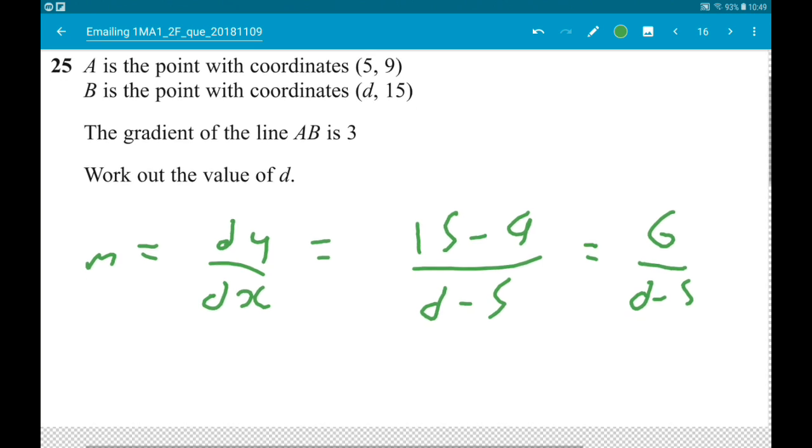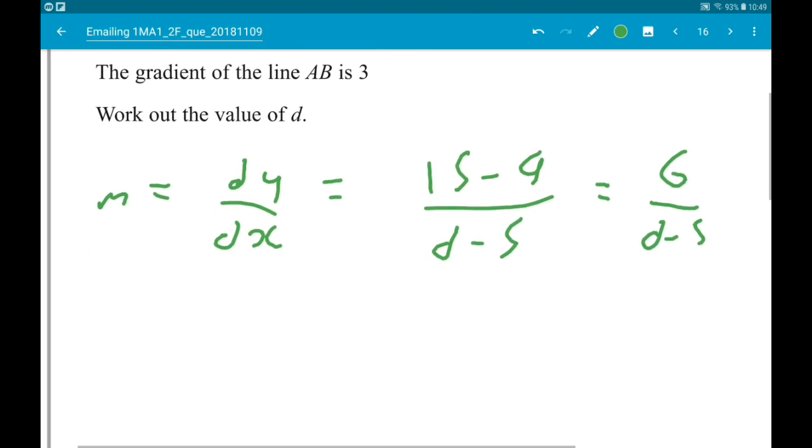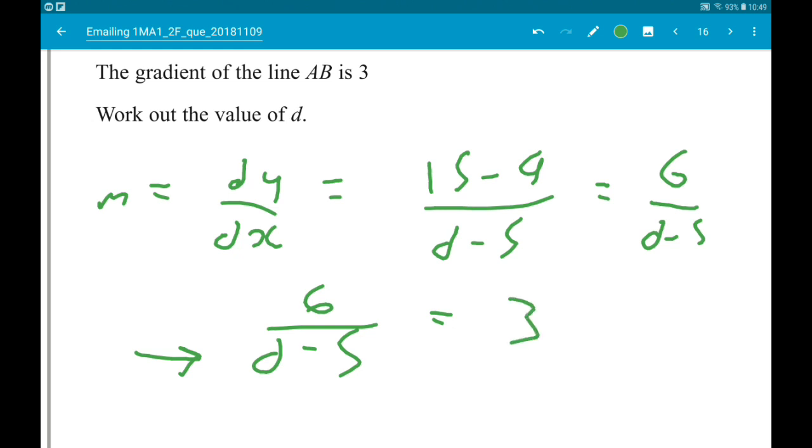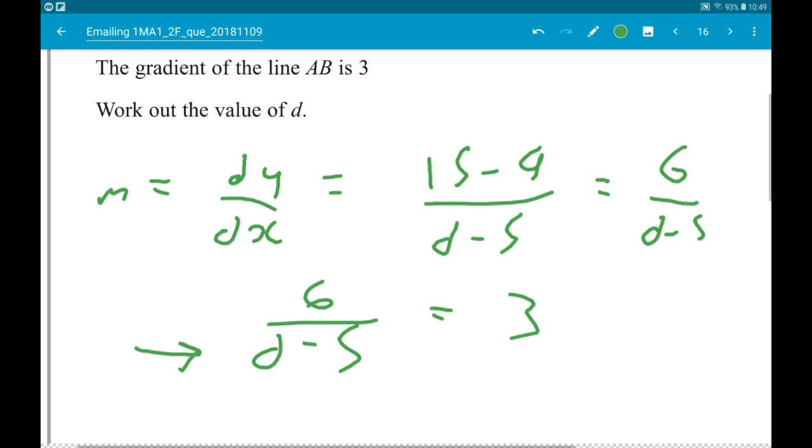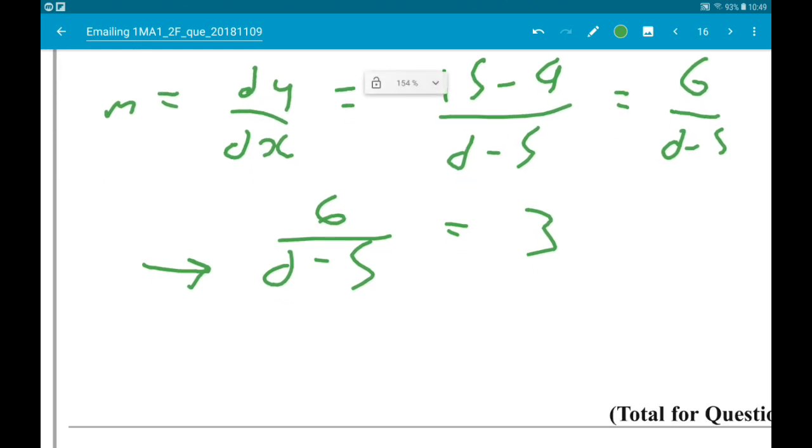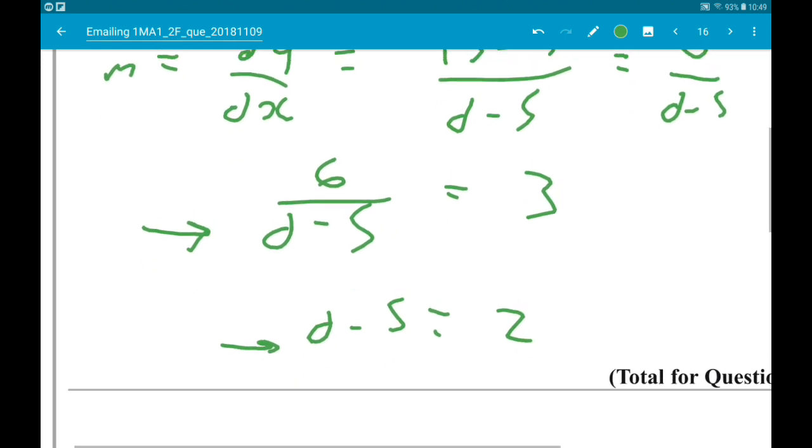Now we know the gradient is 3, so that means that we know 6 divided by D minus 5 has to equal 3. Now 6 divided by 2 is 3, so that means D minus 5 has to be 2, so D is 7.